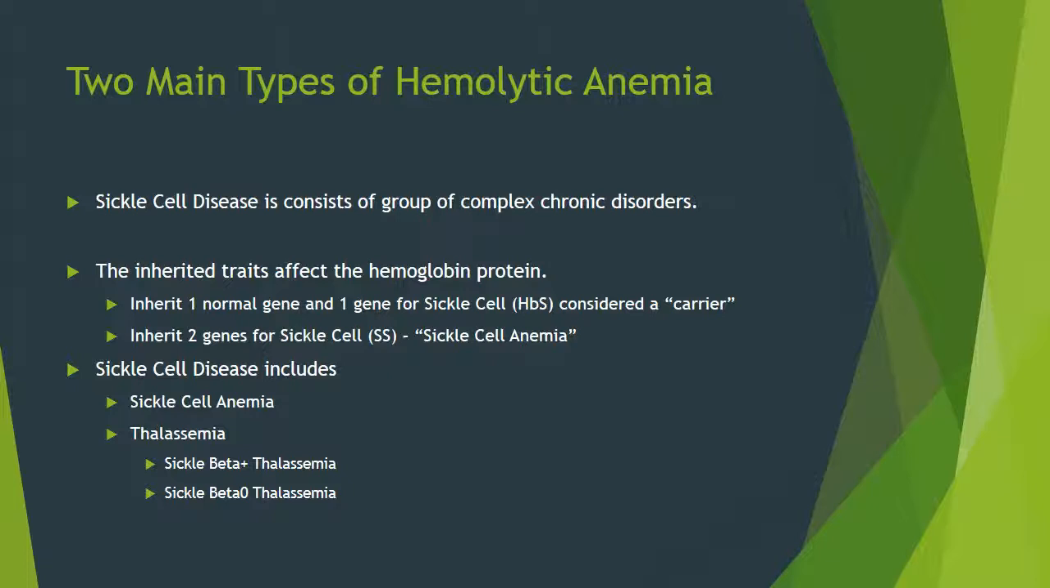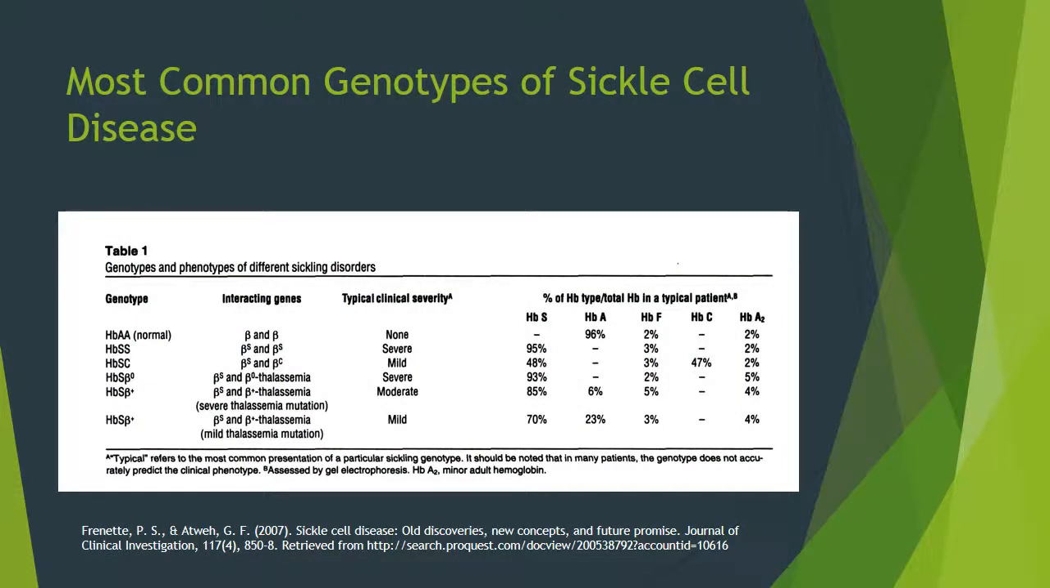Sickle cell disease includes sickle cell anemia and thalassemia. There are two subtypes of thalassemia: sickle beta plus thalassemia and sickle beta 0 thalassemia. Here is just a chart with all the most common genotypes of sickle cell disease.